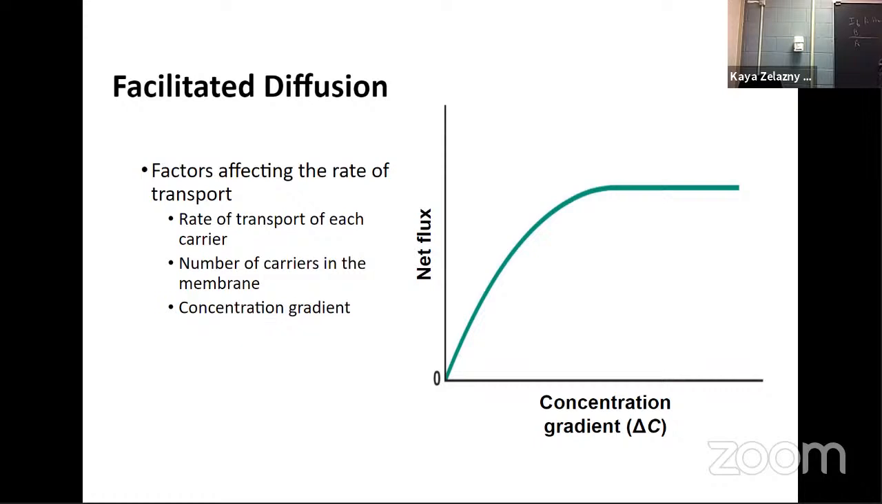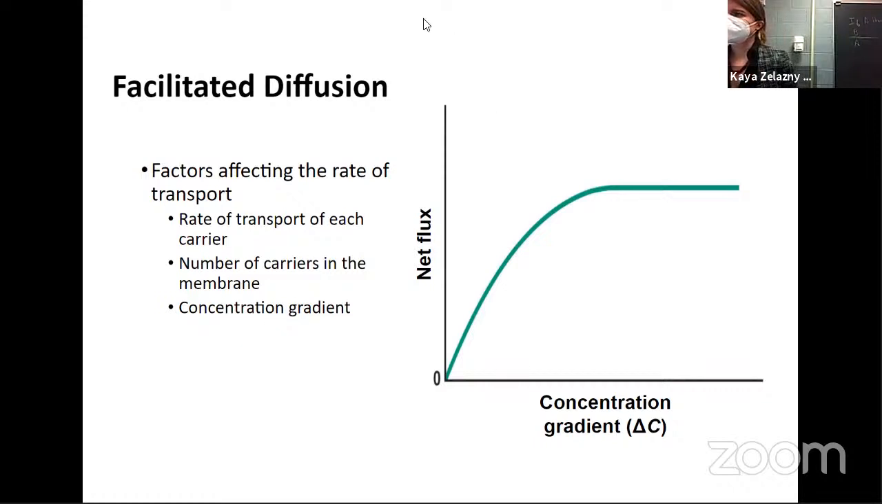Also, the number of carriers we have is going to make a difference, right? So if we have like five of them, we go like five times as fast as if we just had one of them, right? Conceptually, that kind of makes sense. And also our concentration gradient. That's kind of similar to the magnitude of our driving force that we saw in simple diffusion. So that one's similar to our previous case.